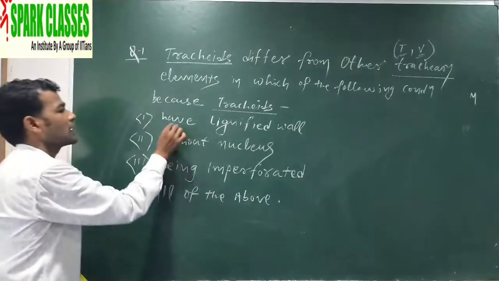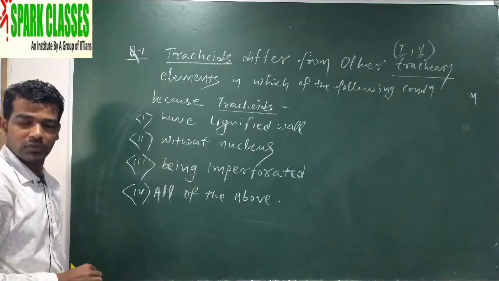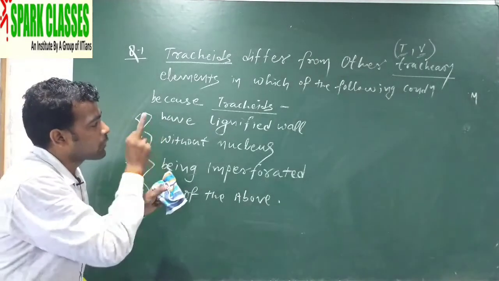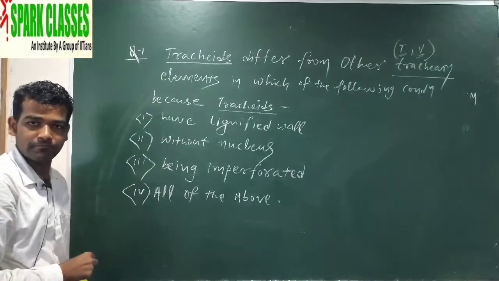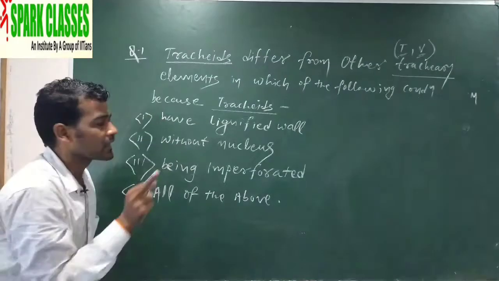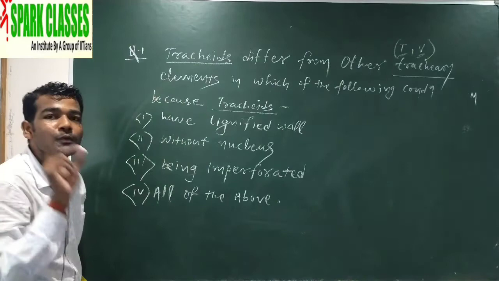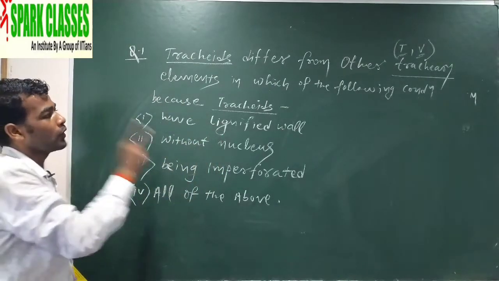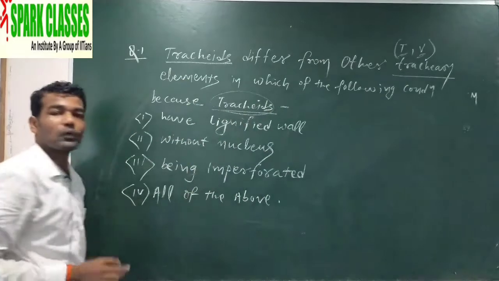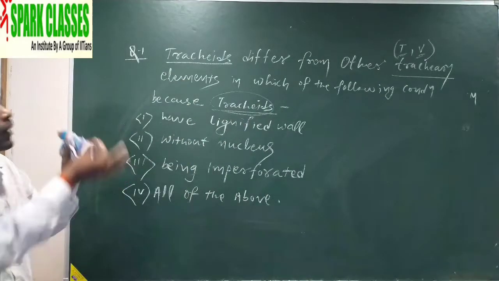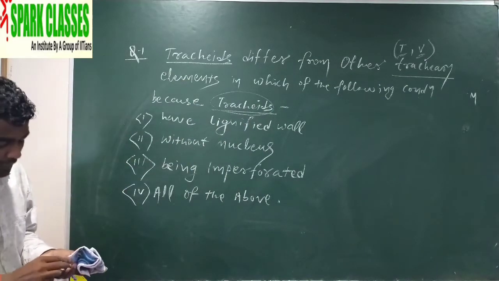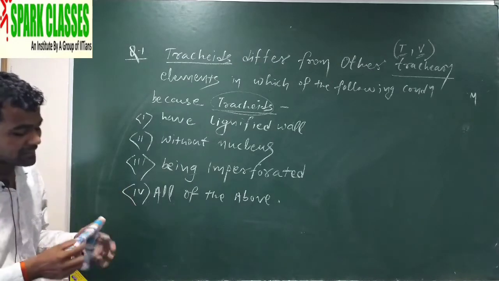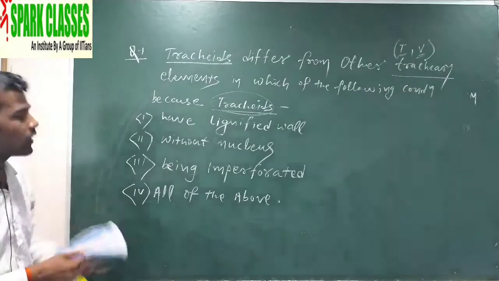The first option, lignified wall. If lignified wall is the answer, then it must be present only in tracheid, not in vessel. So you have to choose that option which is found only in tracheid, because we have to differentiate here how tracheids are different from vessels. Okay, now you have understood the question. Now I am explaining the answer, then I will check what you have written.